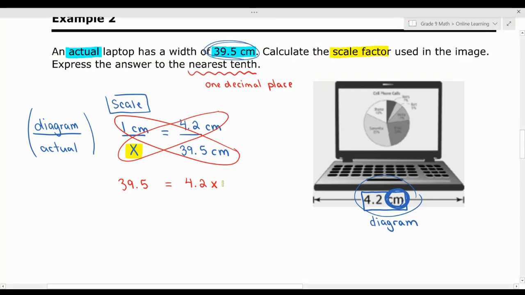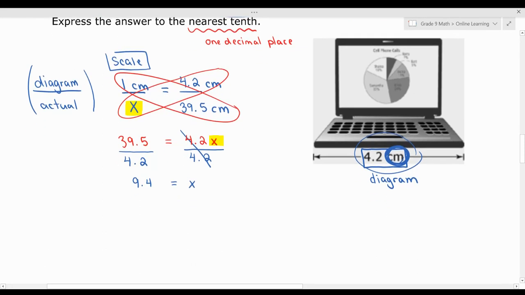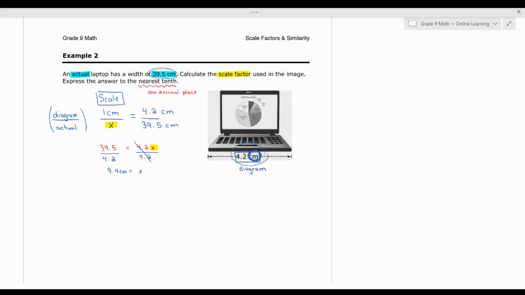Now, a bit different than example 1, I have to do one more step. I need to get the x by itself. So to undo this multiplication, remember, I can divide this side by 4.2. Those will cancel. But whatever you do to one side, you have to balance on the other side, so I'll divide that side by 4.2. And then the left-hand side will come out, rounded to one decimal place, to 9.4. So I get 9.4 is equal to x. So we are saying that x is equal to 9.4 centimeters.